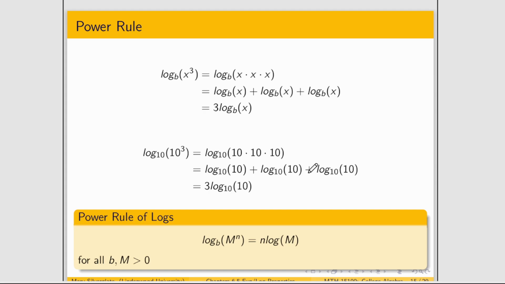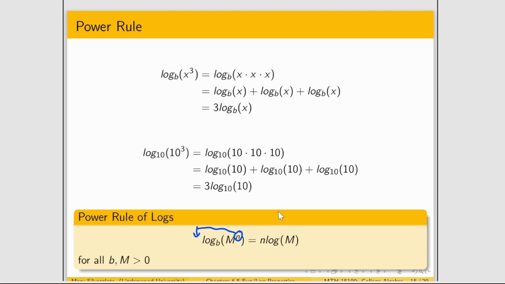The last rule is the power rule, which is actually just a special case of the product rule. Because remember, if I have something like x to the third power, that literally means I'm multiplying x by itself 3 times. So I could break that up into adding all of those x's. So for example, log x times x times x becomes log base b of x plus log base b of x plus log base b of x. And repeated addition can be rewritten as multiplication. So that's exactly what this power rule says: if I have anything to some power inside a log, I can pull that power out front of the log to become that power times the log.